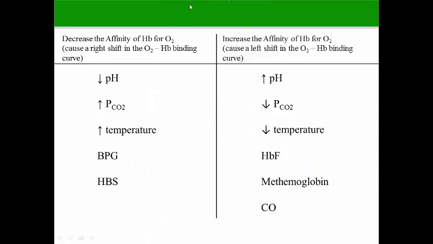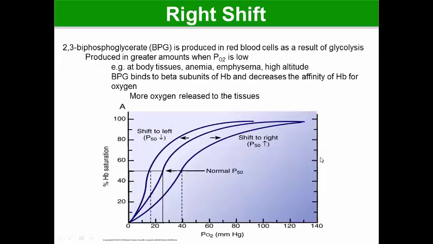So let's talk about now the right shift, then we'll speak about the left shift. So one of the factors which cause shifting of the curve to the right is 2,3-biphosphoglycerate, or 2,3-diphosphoglycerate. This is a substance which is produced in the red blood cells as a result of glycolysis, and it is produced in larger amounts when the partial pressure of oxygen is low. For example, at the body tissues, or when there is anemia, or when there is emphysema. Emphysema, this is a disease of the lung, or when someone lives at high altitude.